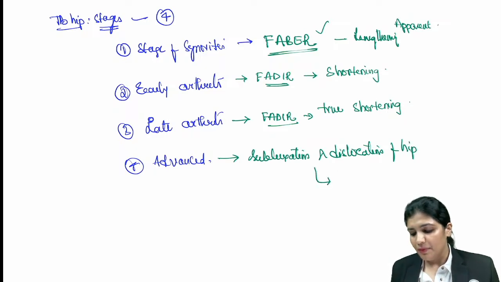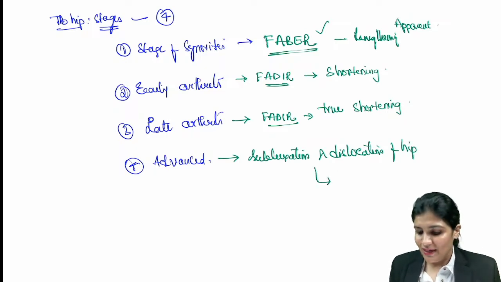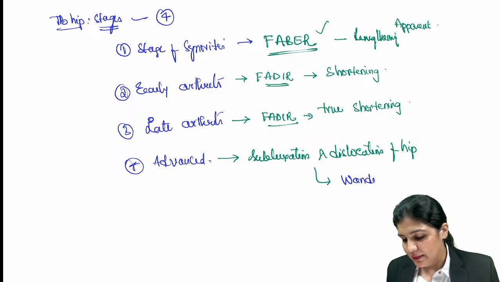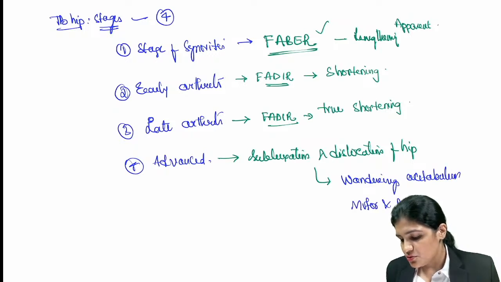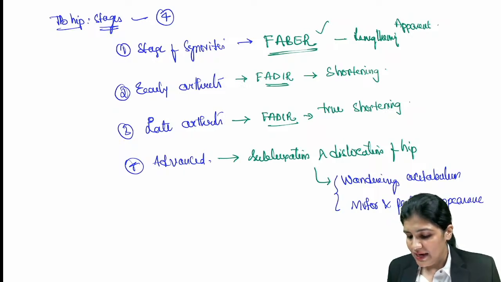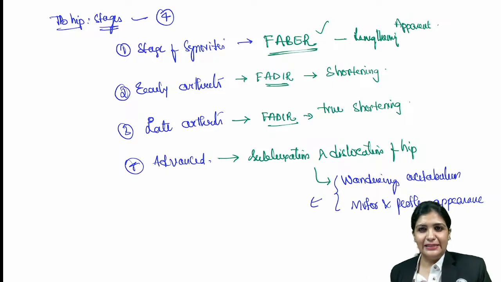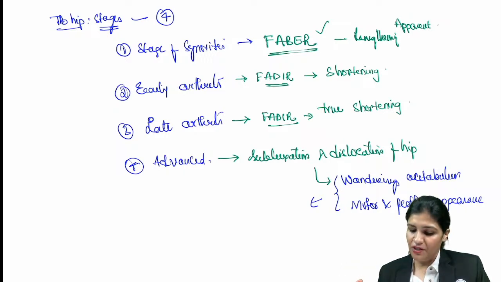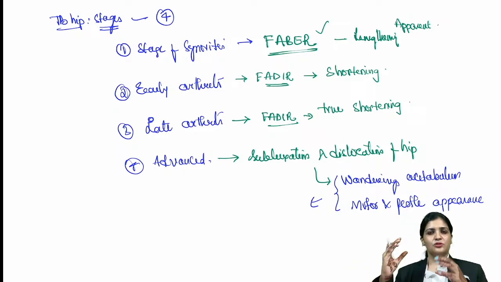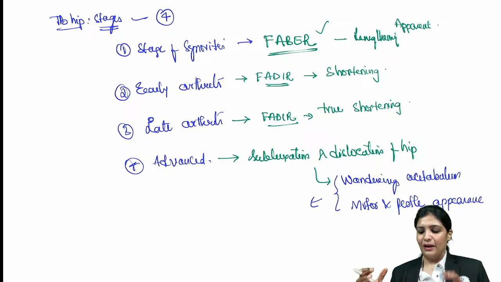So here you have to remember 2 important things. One is wandering acetabulum, and the second one is the mortar and pestle appearance of TB. These 2 are seen on the X-ray, and according to the classification given by the Indian orthopedicians, that is the Shanmugasundaram classification, you will see these 2 important points: wandering acetabulum and mortar and pestle appearance.